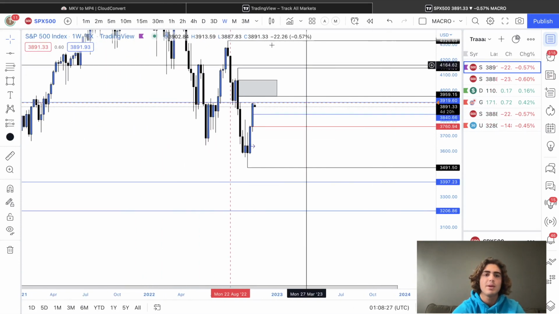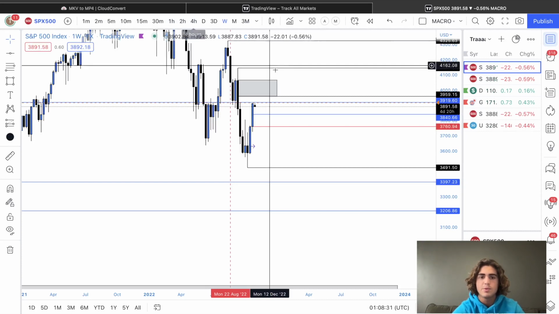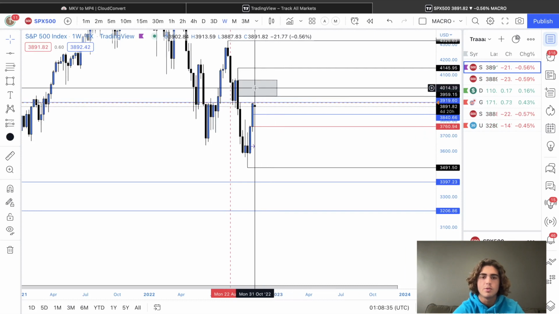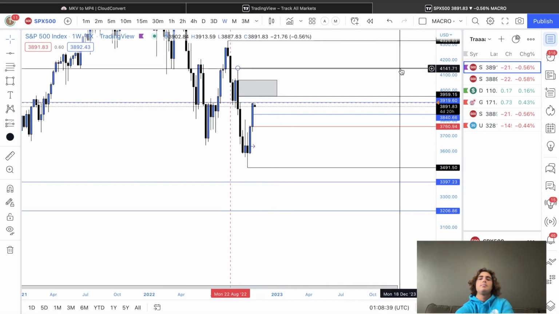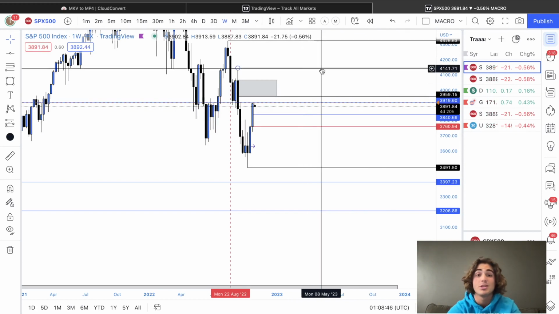So that's my outlook for the S&P 500 for this week. I'm looking for a push up and then a reversal back down within the next 1, 2, or 3 weeks. All right, now we can get into the emotions part of it.